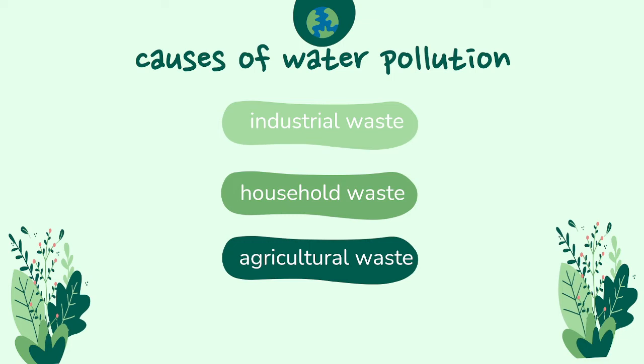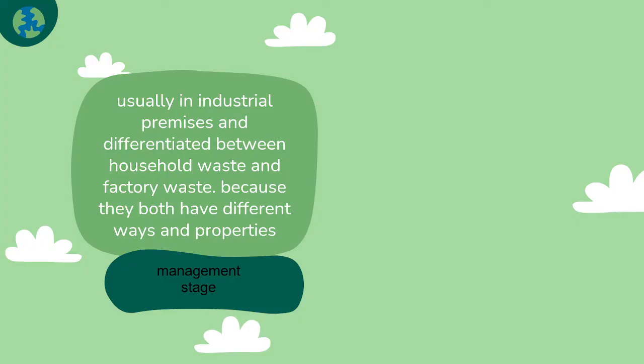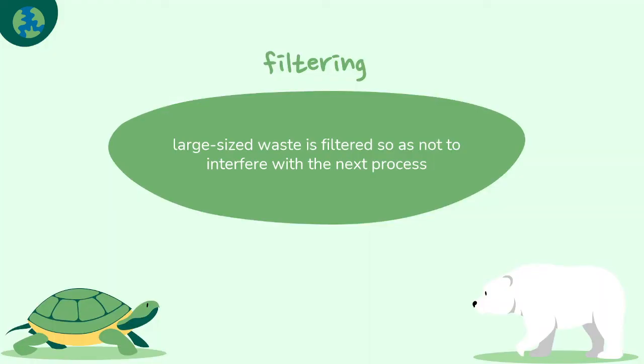Causes of water pollution: industrial waste, household waste, and agricultural waste. In the management stage, usually in industrial premises, household waste and factory waste are differentiated because they have different ways and properties.